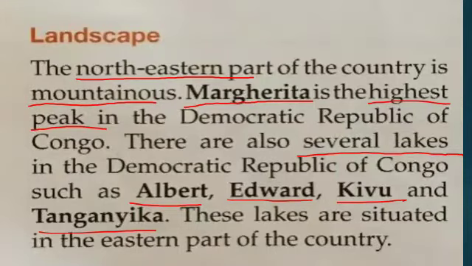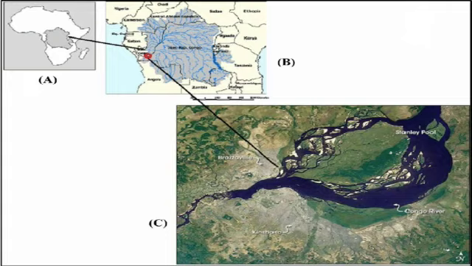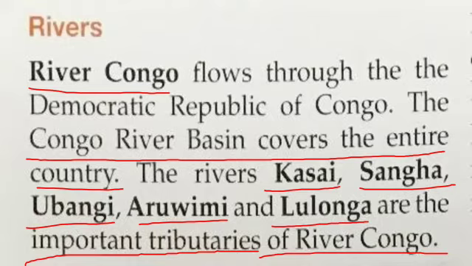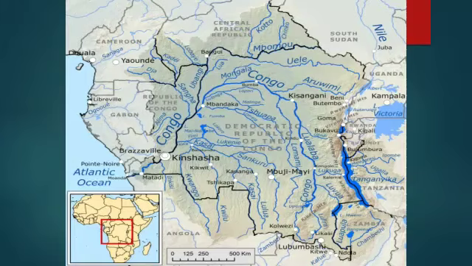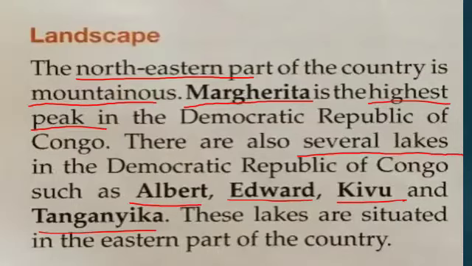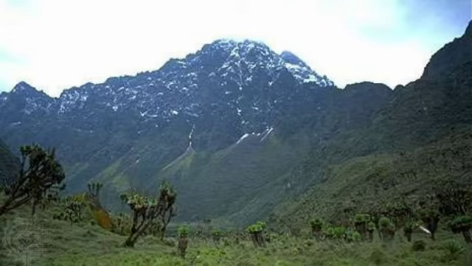Next is landscape. The northeastern part of the country is mountainous. Mount Margarita is the highest peak in the Democratic Republic of Congo. सबसे ऊंची peak है ये DRC की.